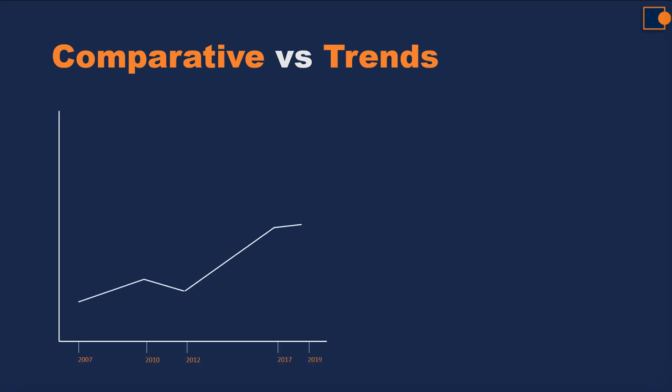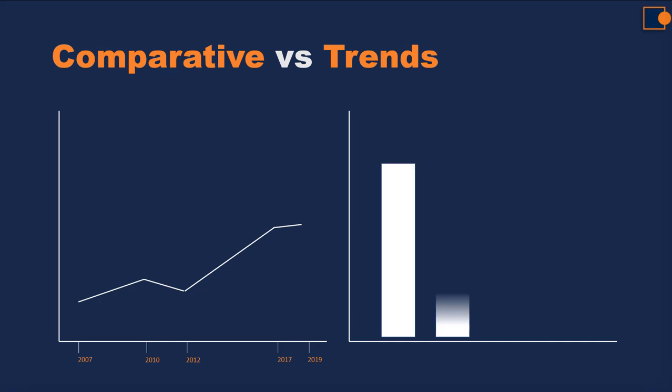You will have something similar to this. Of course, this is a line graph, but you can see there is a timeline and there is a change in each period. From 2007 to 2019, there have been various changes. That's how you can identify the trends. Now, have a look at the next one.